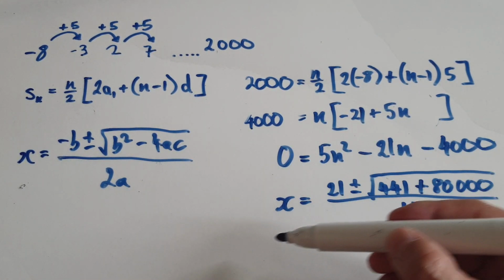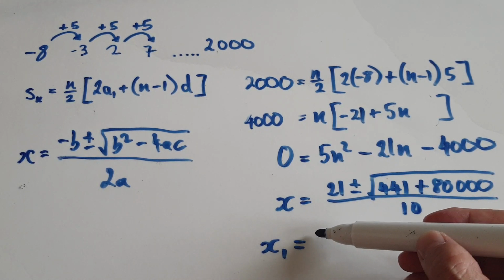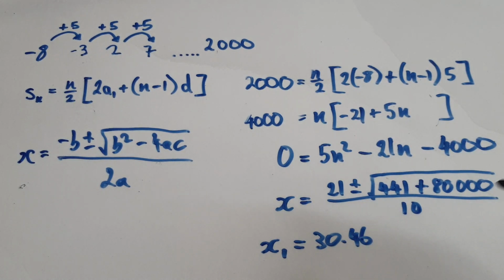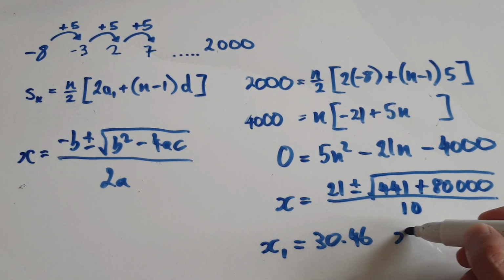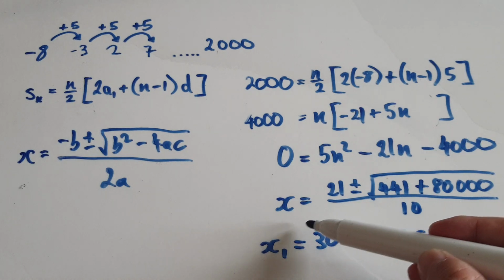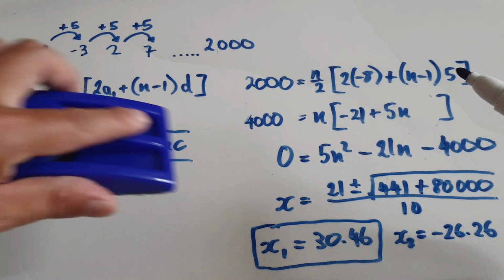And then punch this into a calculator. x1 equals 30.46, did it earlier, and x2 equals -26.26. Now in our case, this answer here is useless because it's meaningless to our situation. So the only meaningful answer is this one here. So now let's try and interpret this.